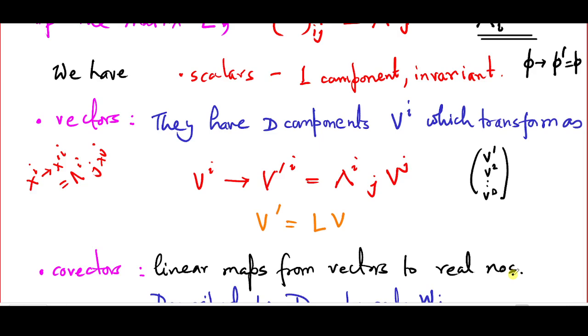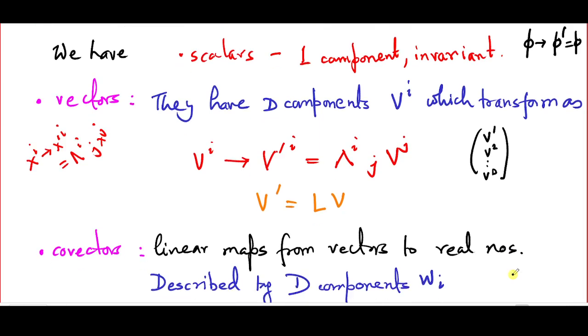Now we come to a new kind of object which you may not have studied in high school. Well, you definitely did not study it in high school. Some of you have studied it in college. These are called covectors. And covectors really are nothing but linear maps from vectors to real numbers. Now, I can go into a lot of detail here, but because this is essentially a recap, I'm going through this a bit quickly. Covectors are described like vectors by d real numbers, the d components of a covector.